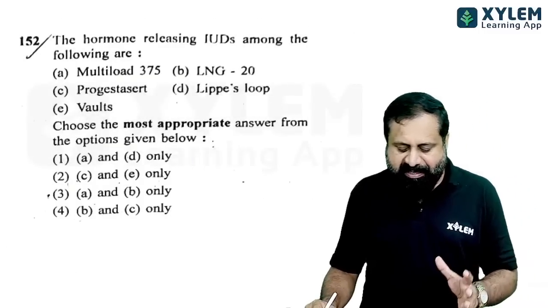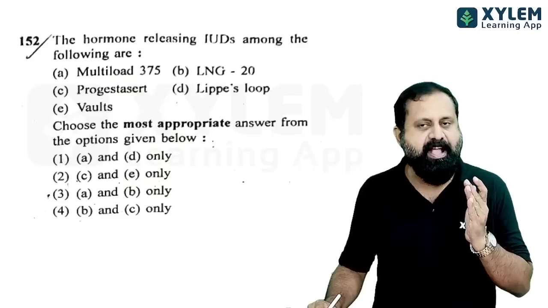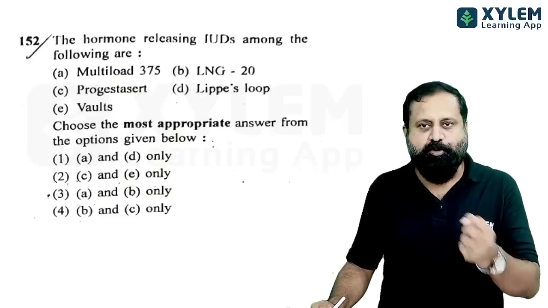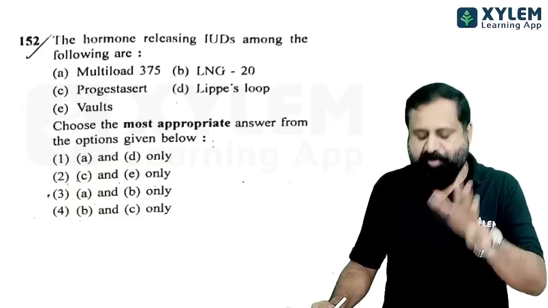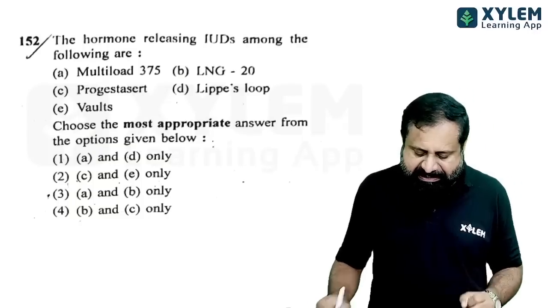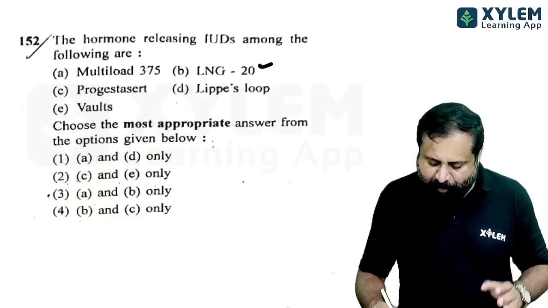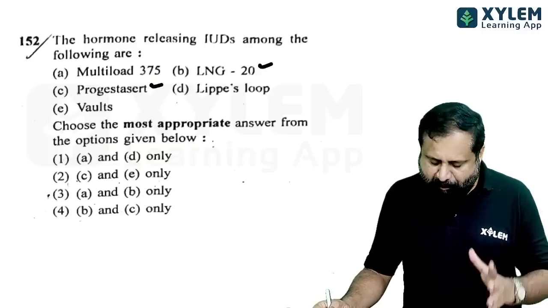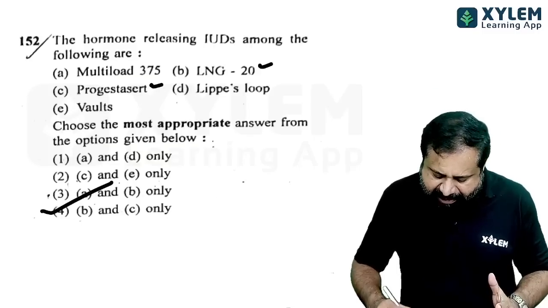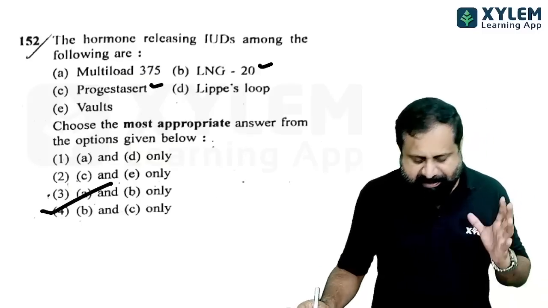152. The hormone releasing IUDs among the following are. Many types of IUDs. You learned it in reproductive health. The first one is LNG20. The second one is progestasert. So both B and C are the answers. The 4th option is the right answer.